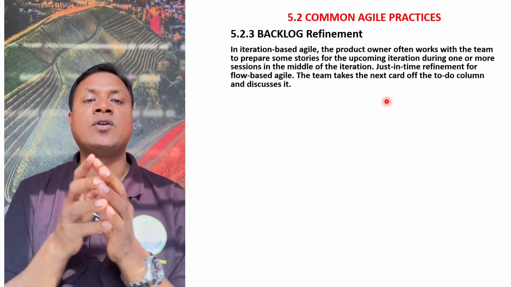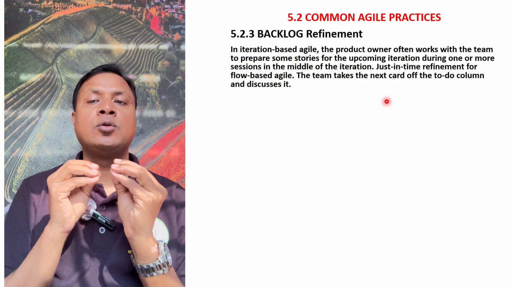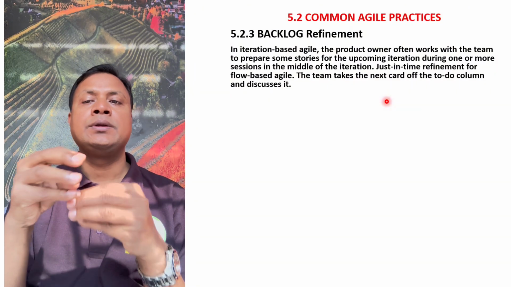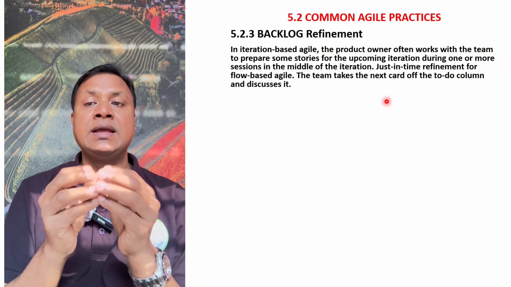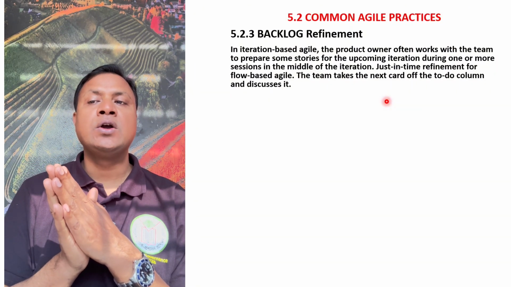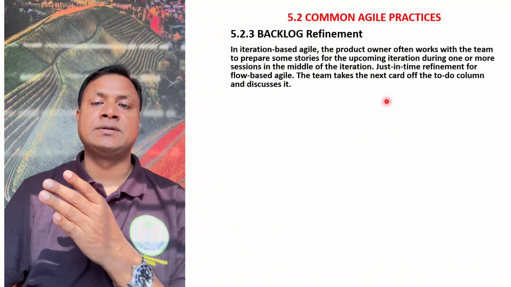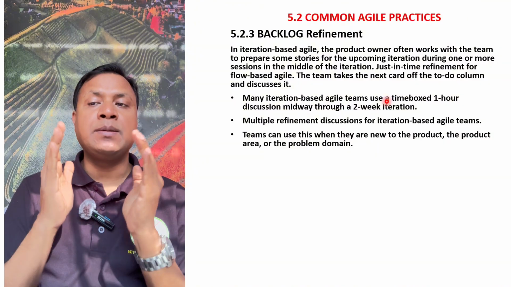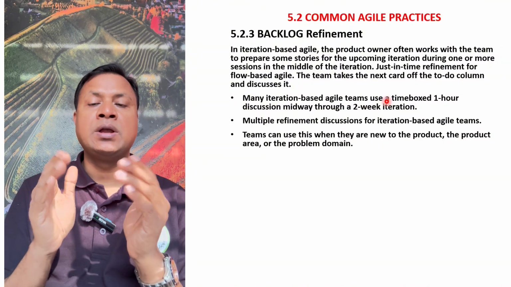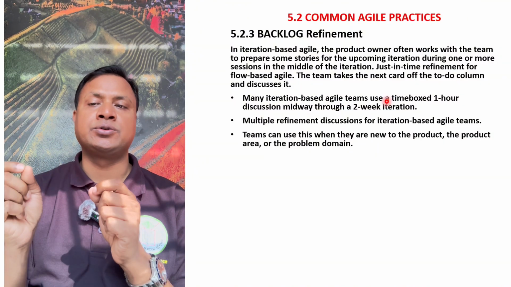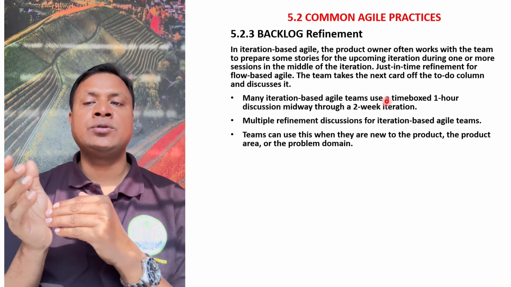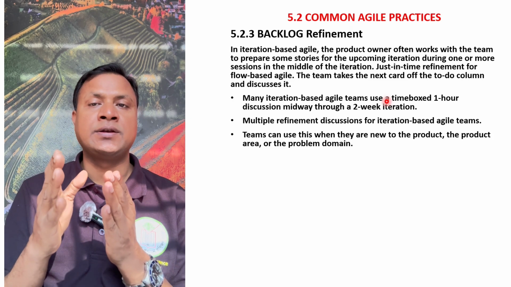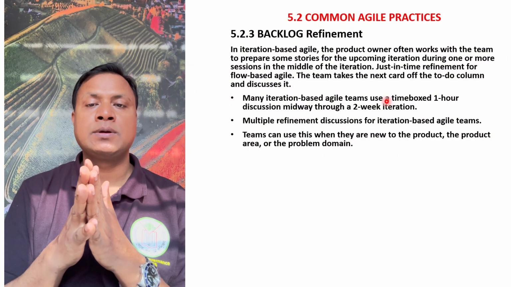Just-in-time refinement for flow-based agile. In flow-based agile, when you face one situation, you make the refinement. The team takes the next card of the to-do column and discusses it. Many iteration-based agile teams use a time-boxed 1 hour discussion midway through the iteration. In the iteration, you can have a 1 hour discussion for understanding the backlog.